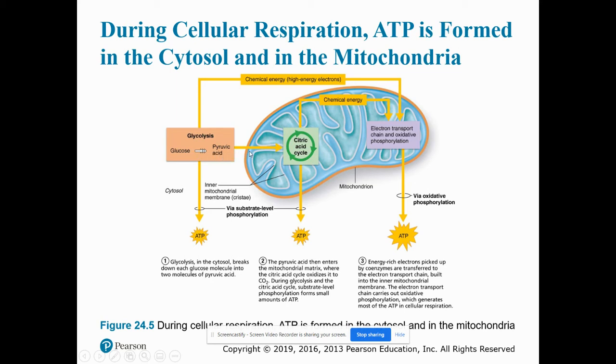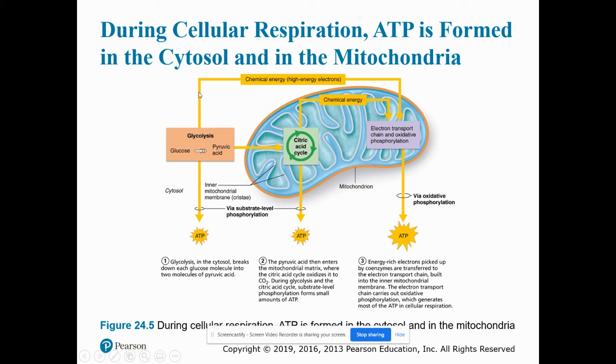And then pyruvic acid is going to enter the mitochondria, where it's going to go into the citric acid cycle, also known as the Krebs cycle. During the citric acid cycle and in glycolysis both, we're going to produce ATP via substrate level phosphorylation. And we talked about that in the very last video. And very few ATP are made this way.